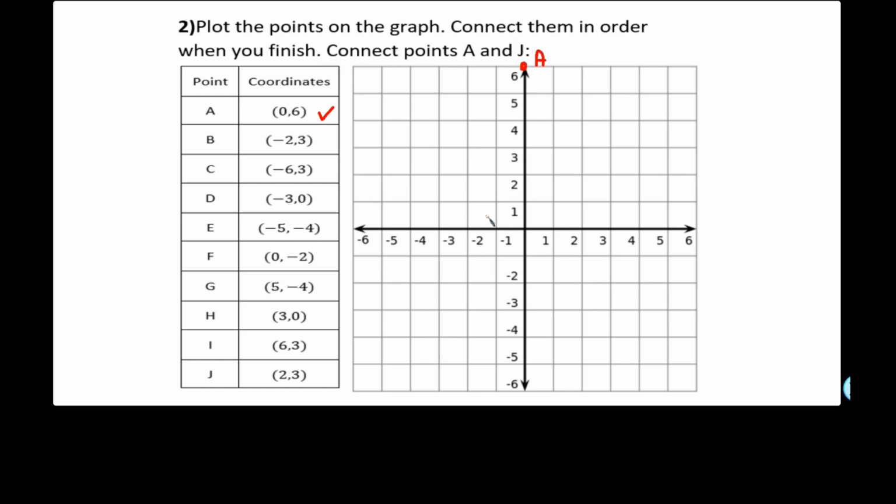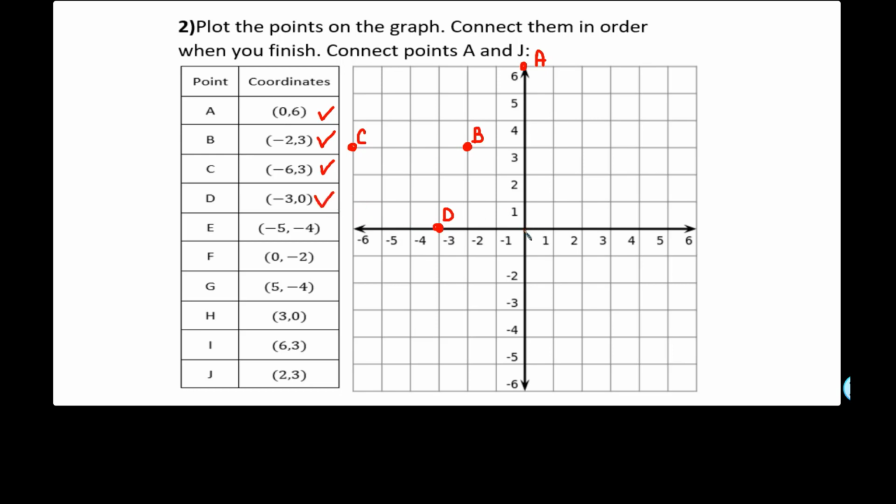Then we're going to do the second point, which is -2. So 2 to the left, and then 1, 2, 3. So this would be point B. Next one is -6, so we'll go left 6, and then up 3. That will be letter C. For letter D, we're going to go -3 to the left, and then 0 means we stay there. So letter D.